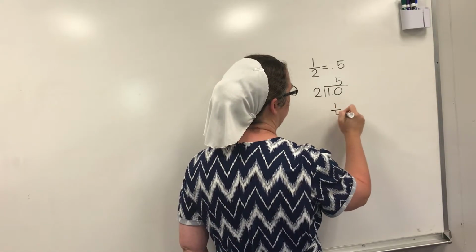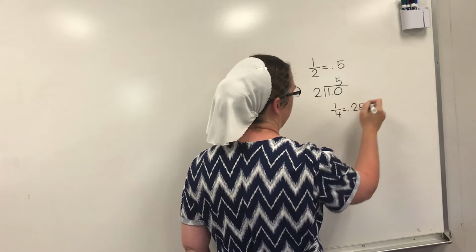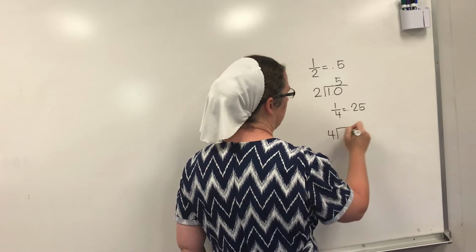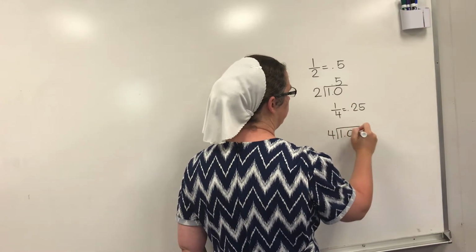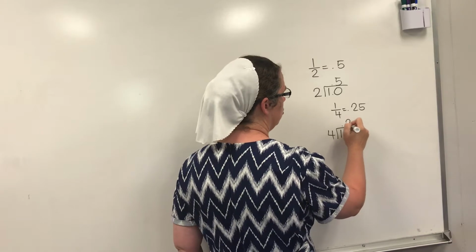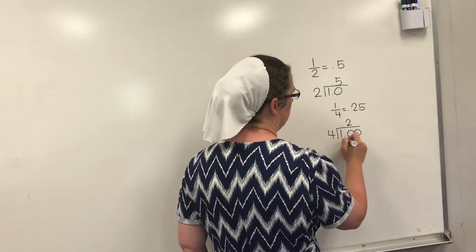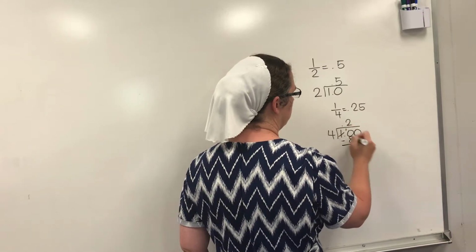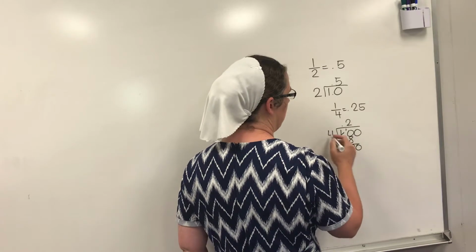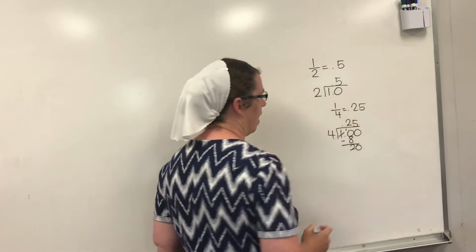We know that 1/4 equals 0.25. Again, you take 4 and divide it into 1. 4 goes into 10 2 times. Subtract, it is 2. Drop the 0 down. 4 into 20 is 5.